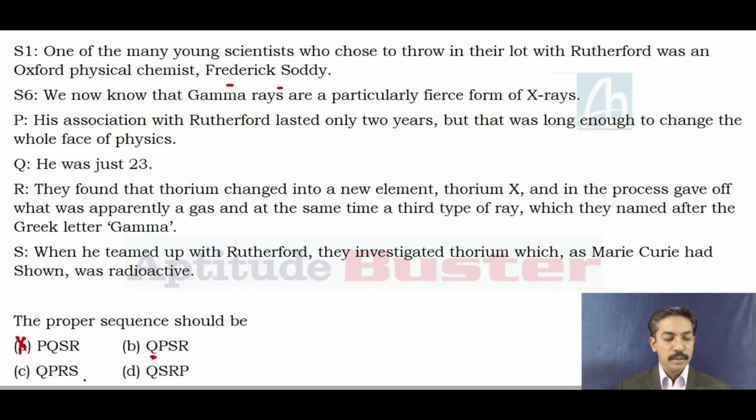Let's find out. Remaining options you have S, R, P. P says his association with Rutherford lasted only 2 years, but that was long enough to change the whole face of physics. Doesn't give a direct reference to gamma. Therefore, option D can be eliminated. Should be either R or S. S says when he teamed up with Rutherford, they investigated thorium, which Marie Curie had shown was radioactive. So this also doesn't have a direct reference to gamma, which means answer is option B. And as you read through it, you would find yes, segment R has a direct reference to gamma rays.